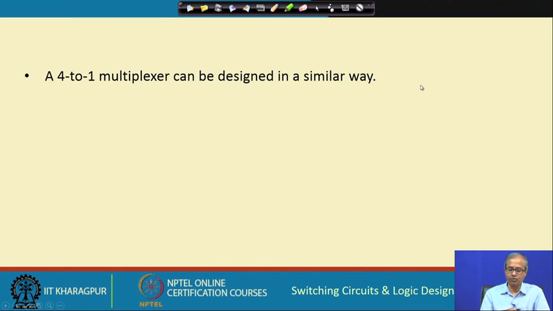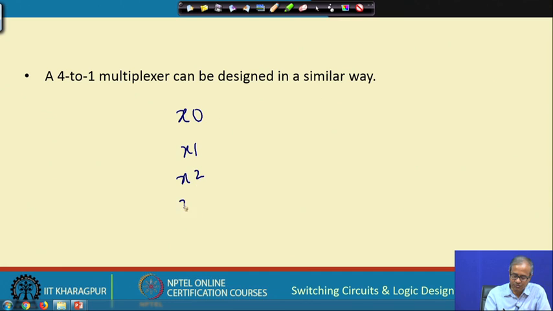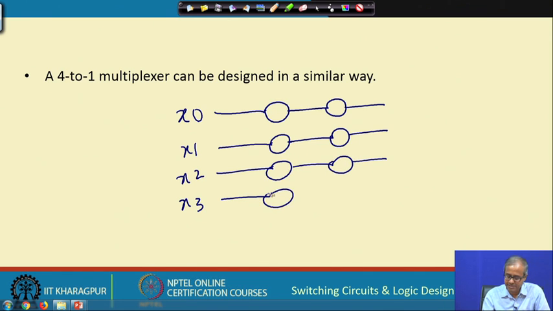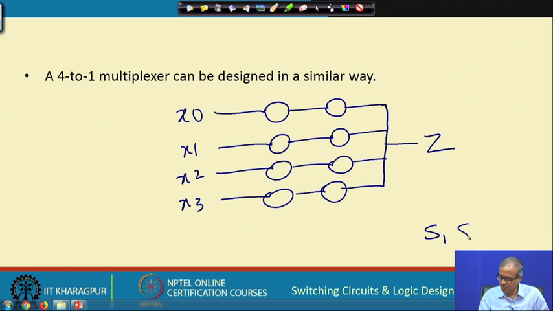You can have a 4 to 1 multiplexer in the same way. I am not showing you the complete diagram, just giving you an idea. Suppose my 4 inputs are x 0, x 1, x 2 and x 3, and on each of these lines I connect 2 such switches, 2 such transmission gates. I am showing it as a circle. Like this, and the outputs I connect together. Let us say I call it Z, this is the output. Now, there are 2 select lines, let us say S 1 and S 0.